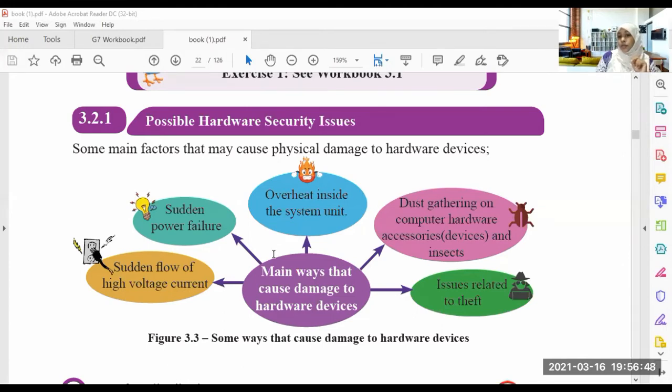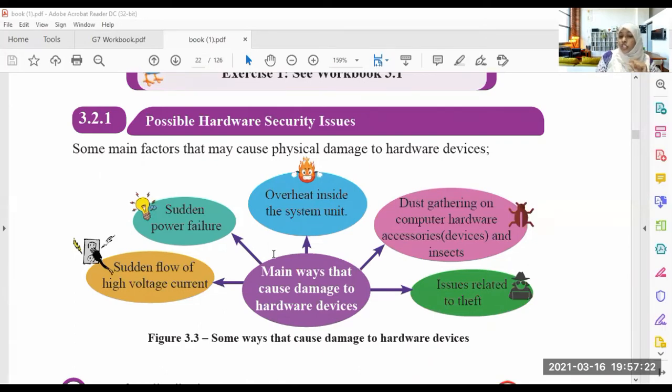Overheat inside the system unit. You know the system unit gets heated, right? Because of this overheat, the computer can be damaged. So you should be aware of the overheat also. Next one, dust gathering on computer hardware accessories or devices, and insects. Because of these insects or this dust gathering, your computer hardware or accessories can be damaged.